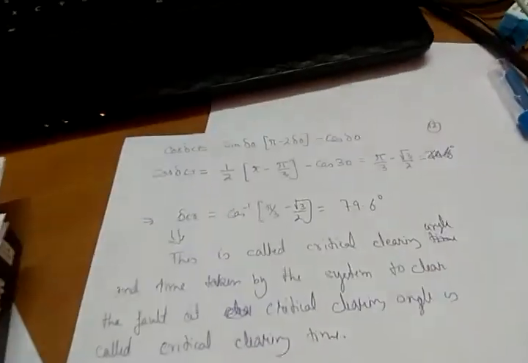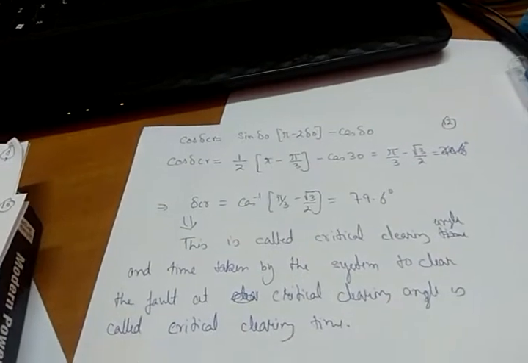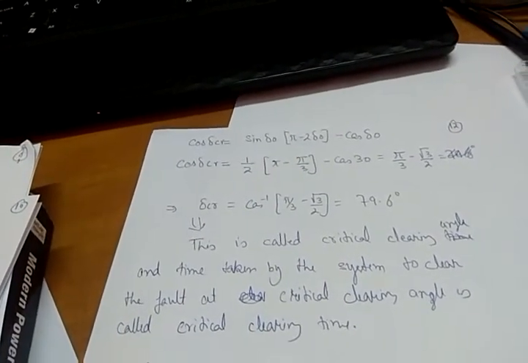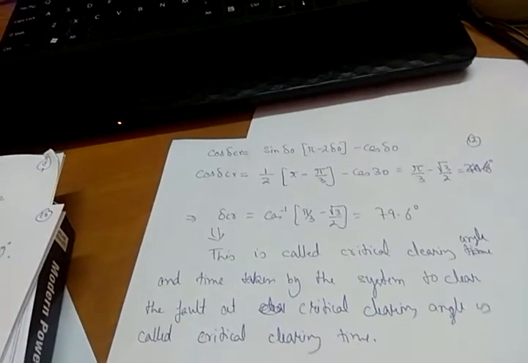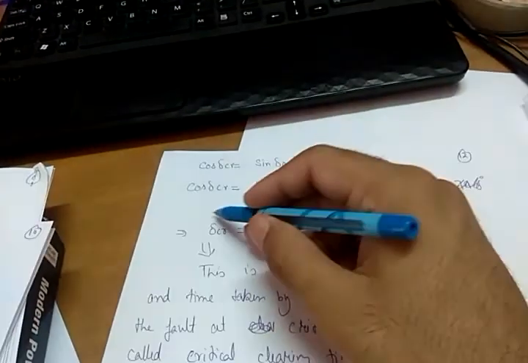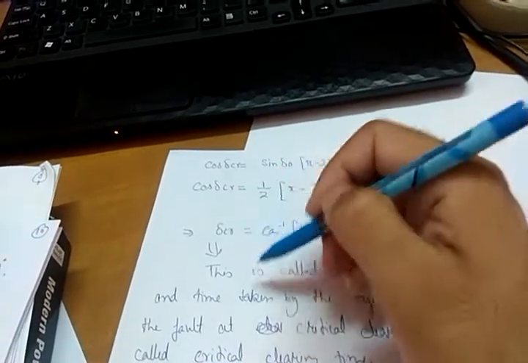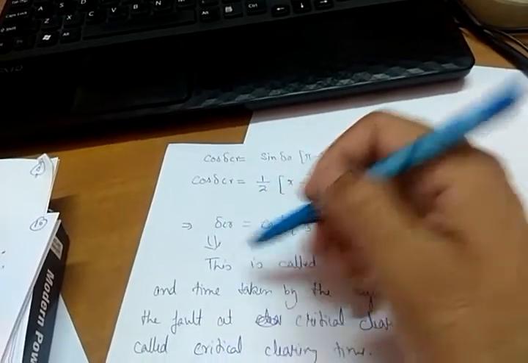So this is called the critical clearing angle, and the time taken by the system to clear the fault at the critical clearing angle is called the critical clearing time. This time is associated with the angle: the more the angle, the more will be the time. So the time taken to clear the fault at the critical clearing angle is called the critical clearing time.